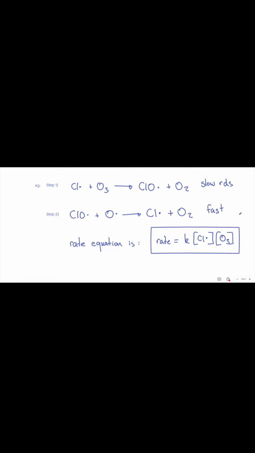So let's say we have the following two-step mechanism and we wanted to work out which step was the rate determining step. Let's say we're also given the rate equation as rate is equal to K times Cl radical times O3. We can tell that the slow rate determining step must have 1 mole of Cl radicals and 1 mole of O3 as they're both to the power of 1. This would mean that the slow rate determining step is step 1 and the faster step is step 2, as ClO radical and O radical are not present in the rate equation.